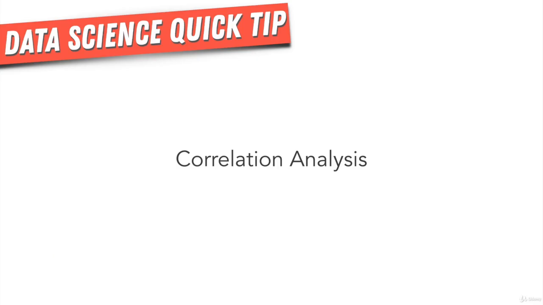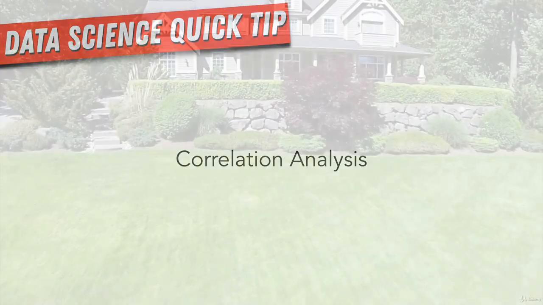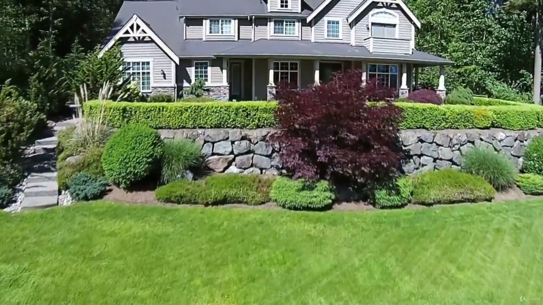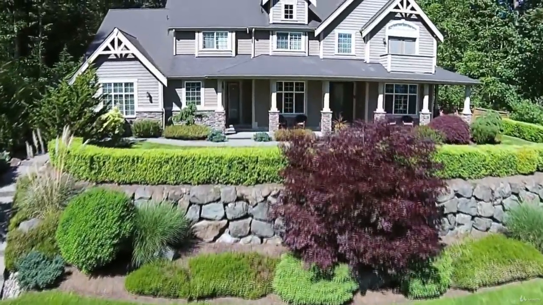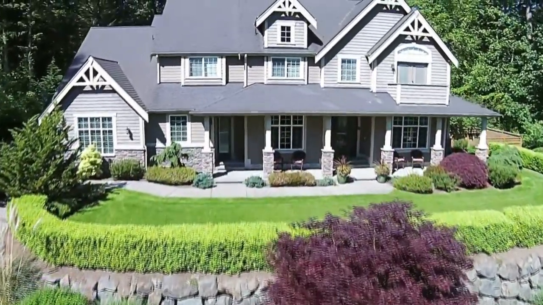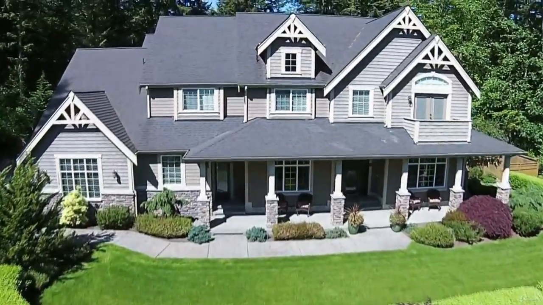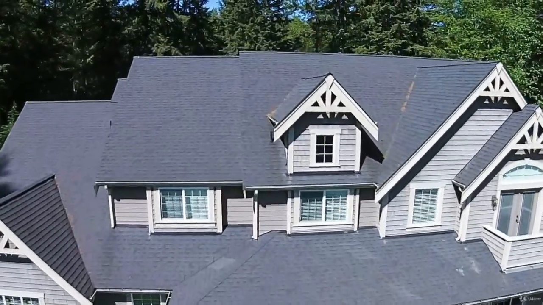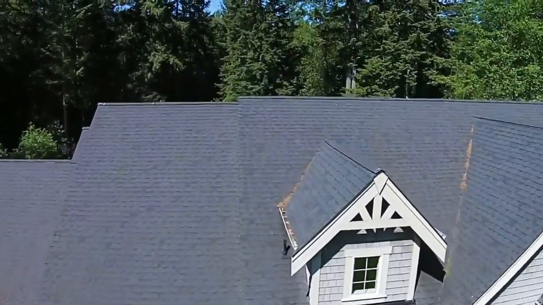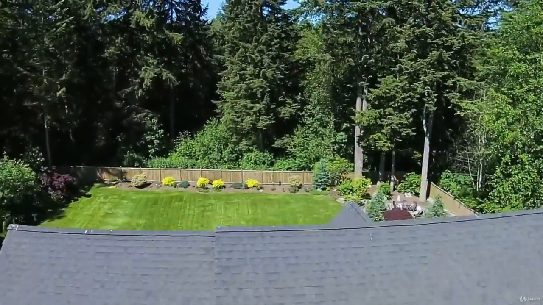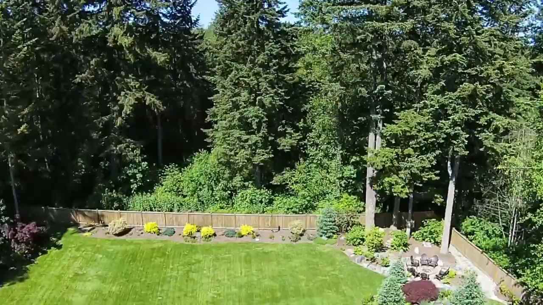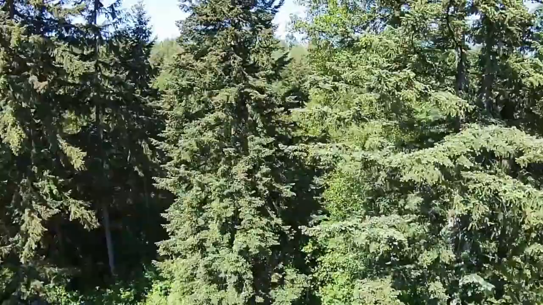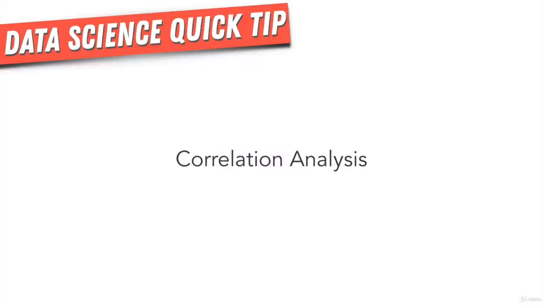Let's say we're trying to sell our home and there's two columns. One column is the size of the land that the house is on, and the other column is the size of the house and the floor space. Now, let's say that when we're analyzing our data, we notice that pretty much all houses that have a large land size also have a large floor space size, and they're just correlated.